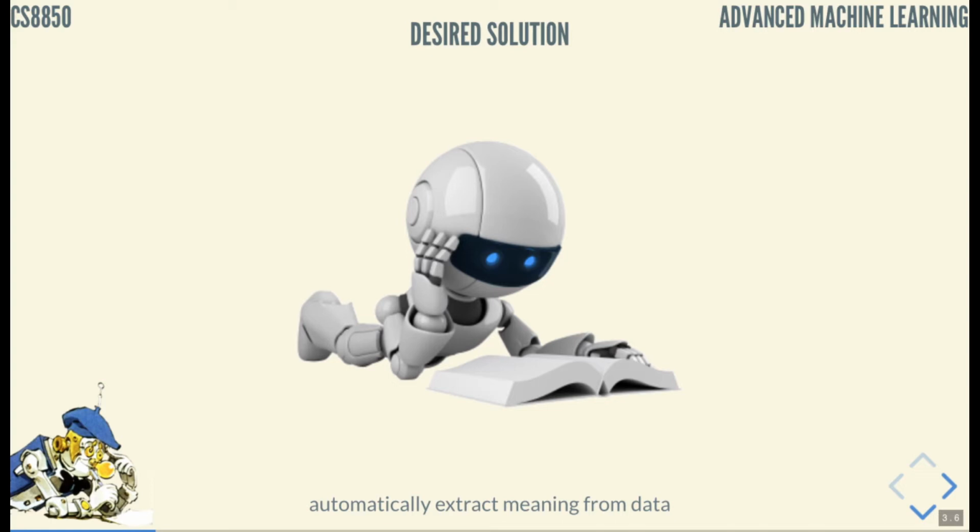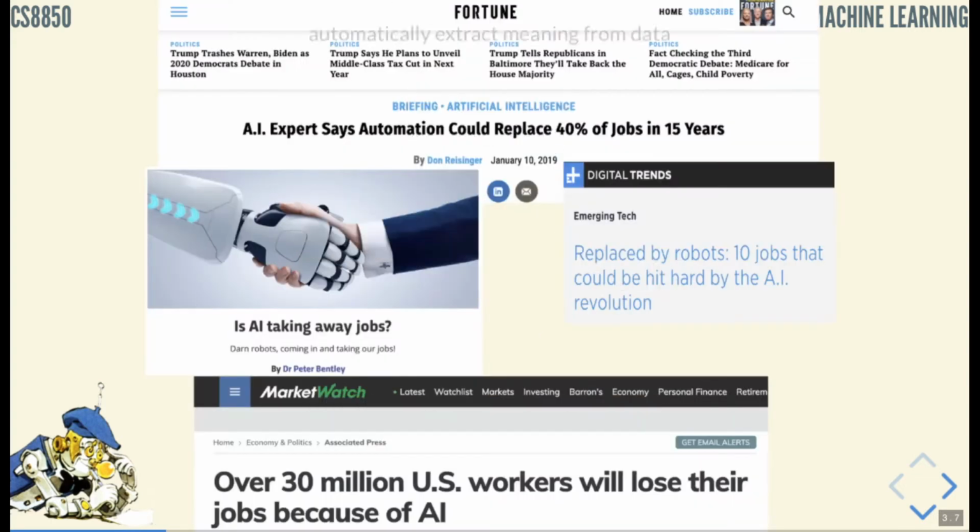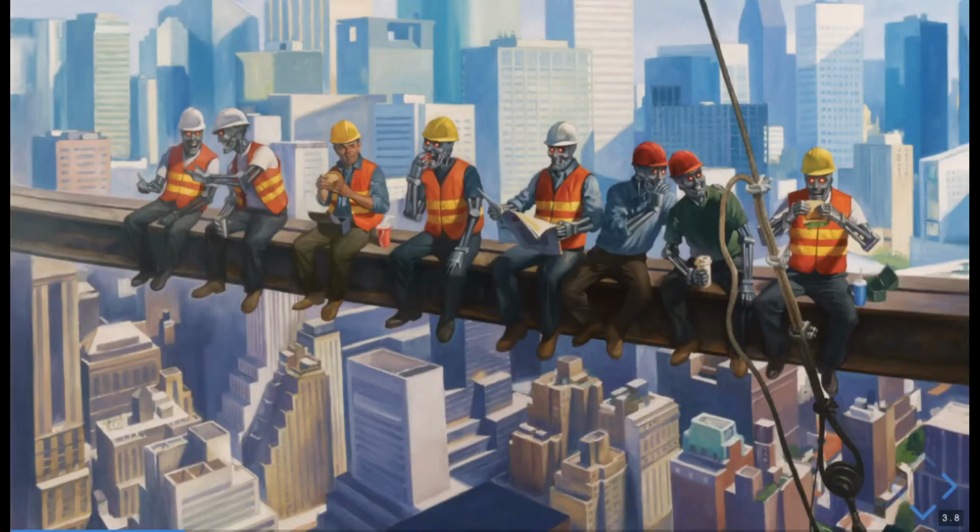What else? If you are not inspired by this too, well, think about how the world views it. Look at those headlines from the top serious publications in the world. AI is taking away our jobs. AI expert says automation could replace 40% of jobs in 15 years. Replaced by robots, 10 jobs that could be hit hard by AI revolution. Over 30 million US workers will lose their jobs because of AI. Oh, scary, right? What will happen?